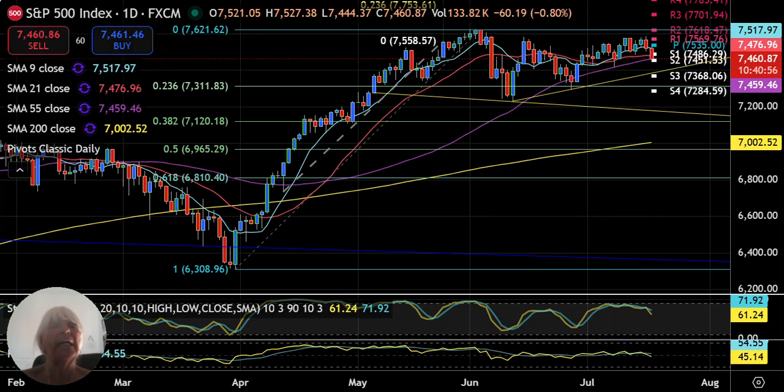If you look at the Nasdaq, the technical indicators turned bearish from neutral levels. Looking at the S&P, it's turned bearish off of high levels. So just another little thing to point out.